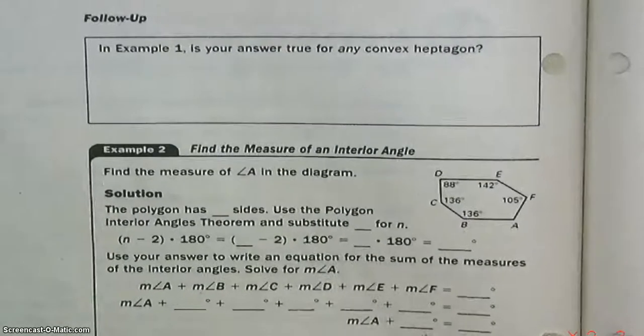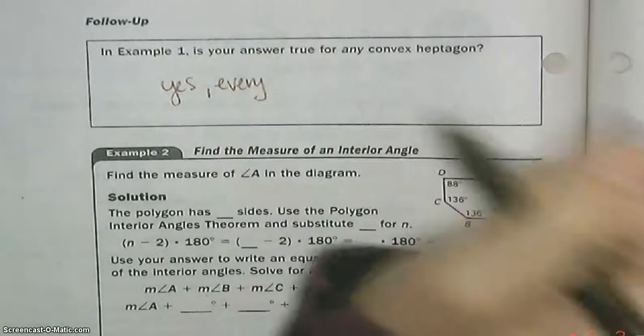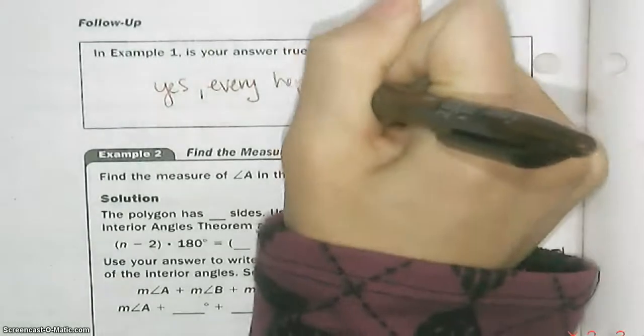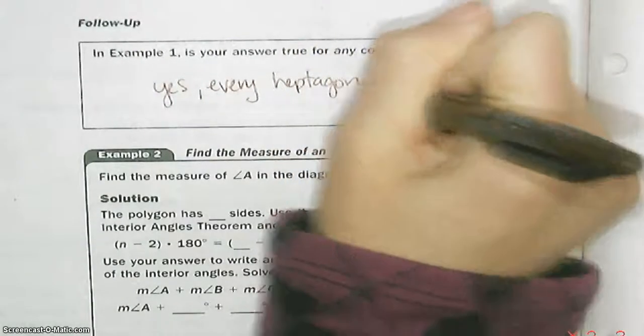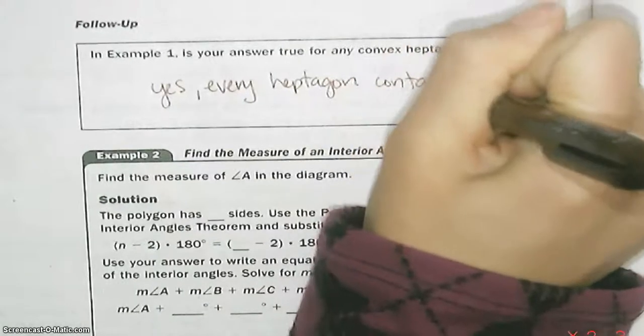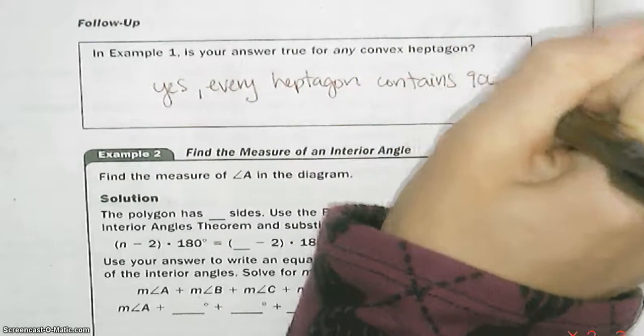In example 1, is your answer true for any convex heptagon? And that is yes. Every heptagon has 900 degrees, just like every triangle has 180 degrees. Every heptagon contains 900 degrees.